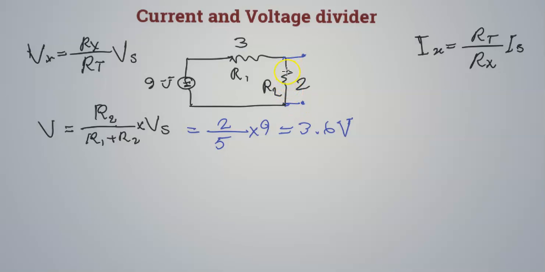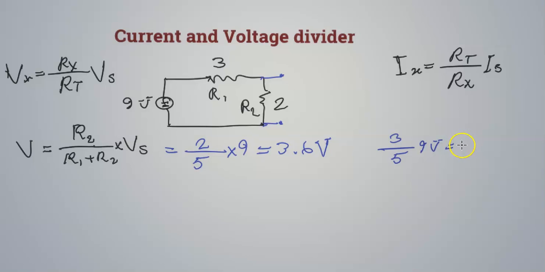this portion. So let's say if we want to find the voltage across 3, we just need to rearrange. So we have 3 over 5 for the total resistance, and this is a 9 volt. We get 5.4 volt. And if you see these two values, if we add them together, we get 9, which is the voltage of the source.